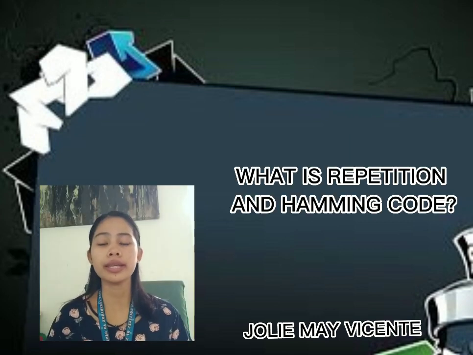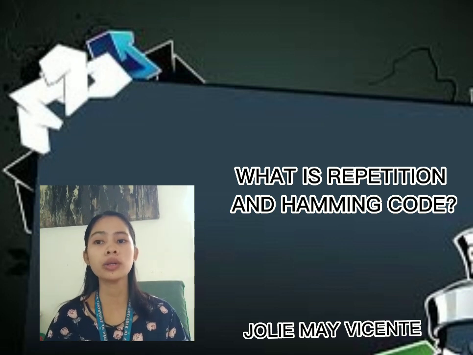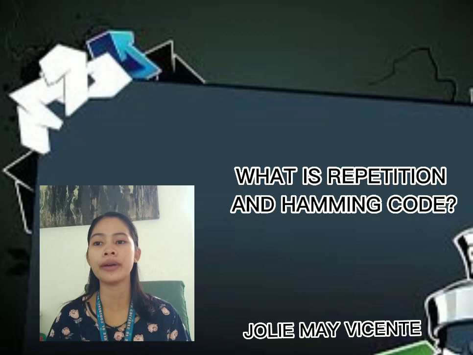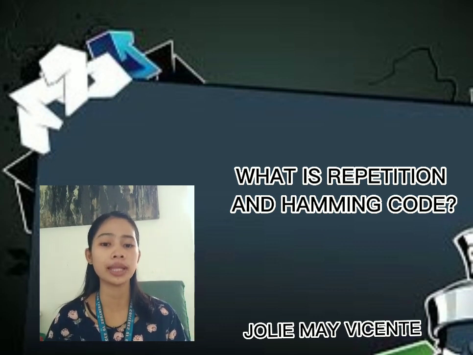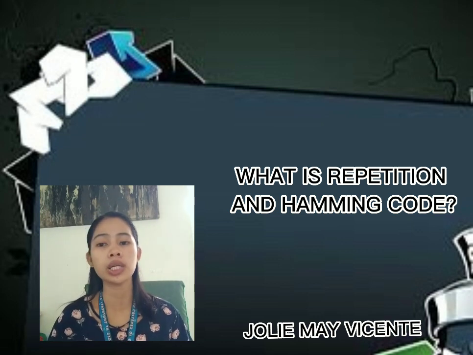What is a repetition code? It is a simple error correcting code that involves repeating each bit of a message several times. For example, if we wanted to transmit the message 010 using a repetition code, we could repeat each bit 3 times, resulting in the encoded message 000 111 000. Hamming code is a more sophisticated error correcting code that uses extra bits to detect or correct errors in a message. Both repetition code and Hamming code are important techniques for error correction in digital communications.